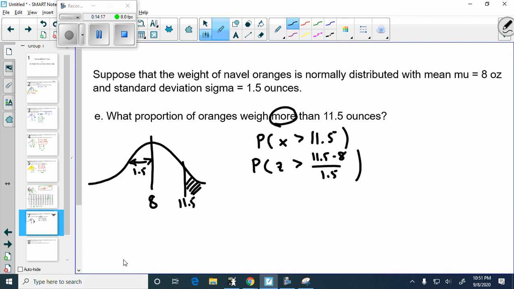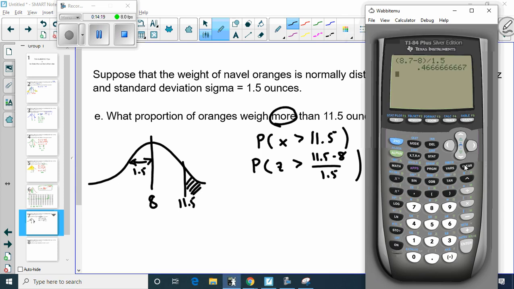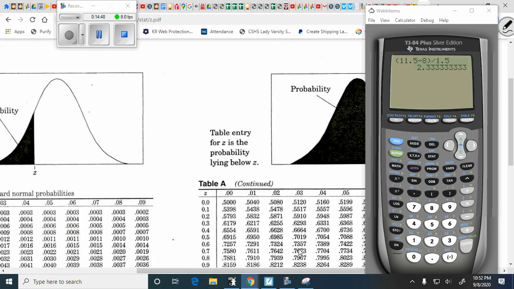Now, I'm going to grab the calculator here. We're going to go 11.5 minus 8 divided by 1.5. So this is 2.3 repeating. I went ahead and put it as a hundredths in anticipation of my graph. So I'm going to cut and paste one just like I did a moment ago. Now it's 2.33. So off of my table.